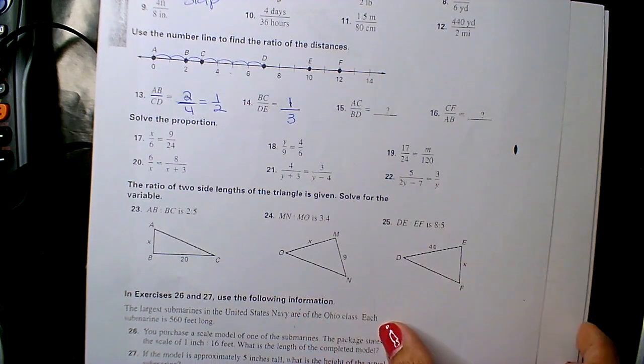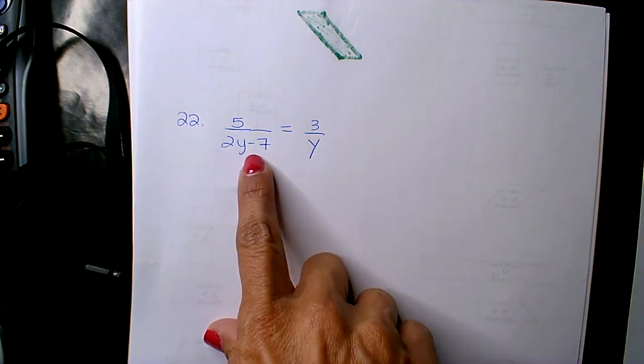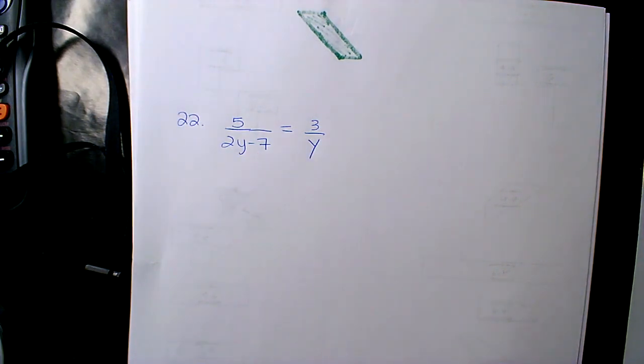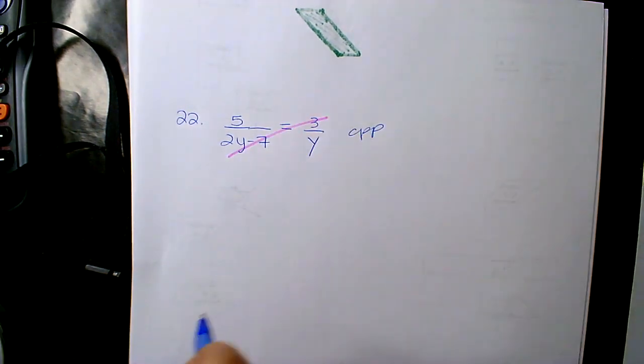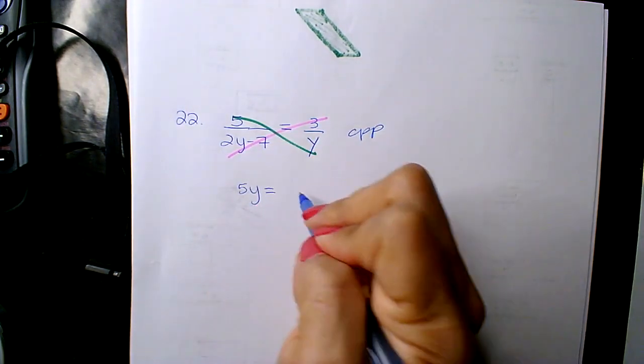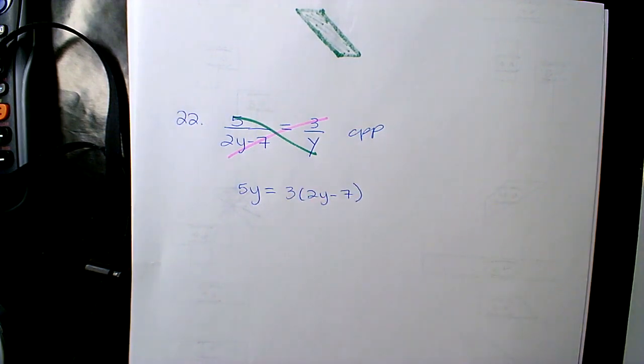So 22 here. Okay. All right, cross product property, right? Our variable denominator. So no shortcuts. We're just gonna have to do the cross product property, right? So crisscross. And it doesn't matter if you happen to put this 3 times quantity 2y minus 7 on the left and your 5y is on the right. It's tomato, it doesn't matter. Okay.